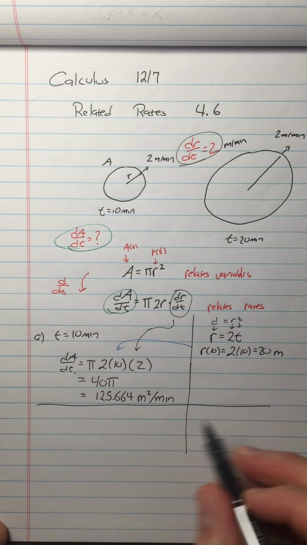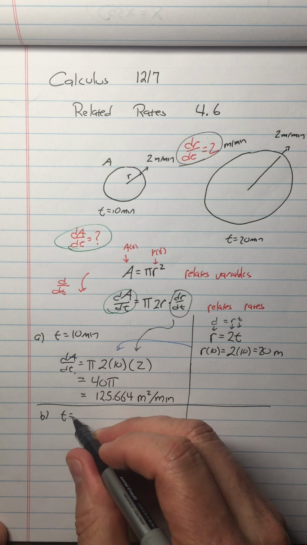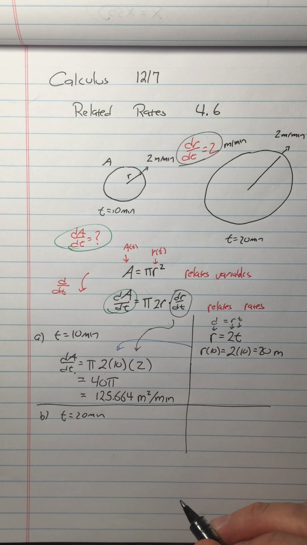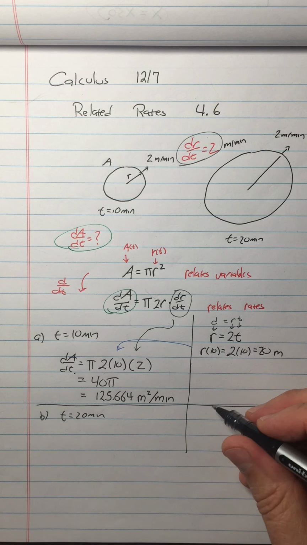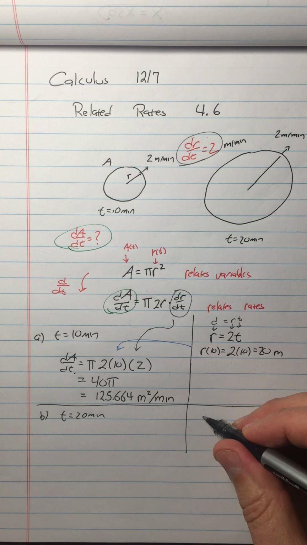All right, well, what about part B of the problem where t equals 20 minutes? Is the fire going to be expanding at the same rate? Is it going to be adding the same number of square meters per minute? I already gave you the hint that it's no. But see, notice how we have to find the r.